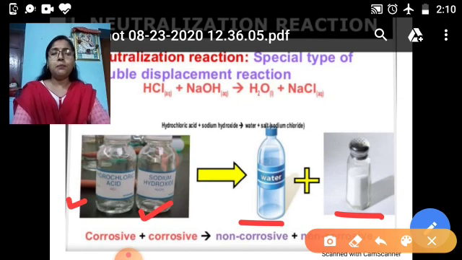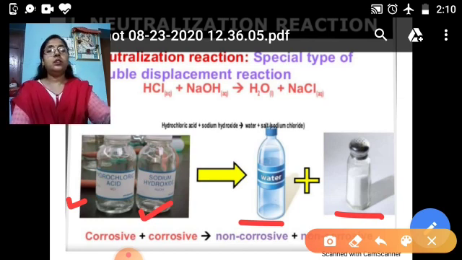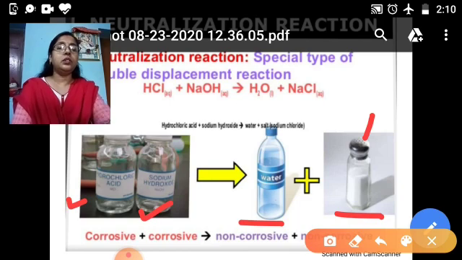So HCl plus NaOH will give H2O plus NaCl. So this is the reaction in which HCl plus NaOH will give H2O plus NaCl. NaCl, not NaCl2, NaCl.